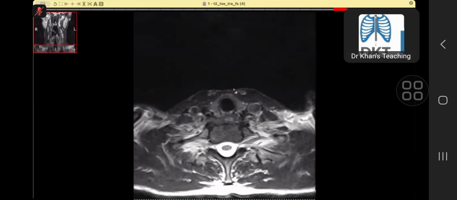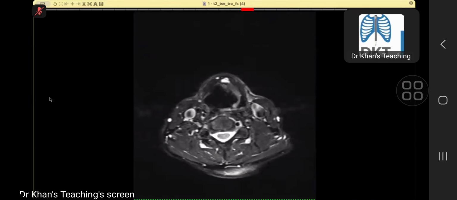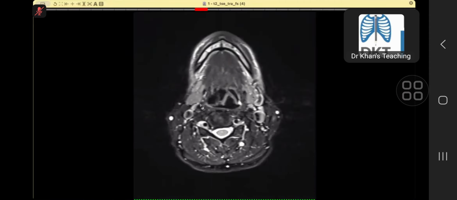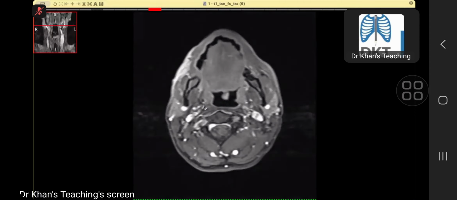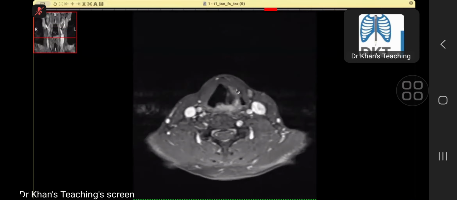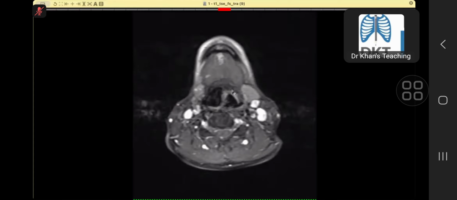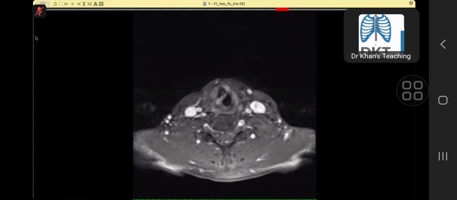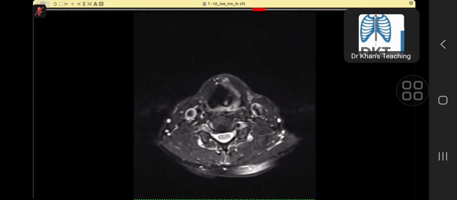I did not show more sequences than this, but basically we have got a post contrast where there is some minor enhancement of it, and possibly it was mild infection, but there was no abscess formation. On the other hand, let's concentrate on the laryngosele.